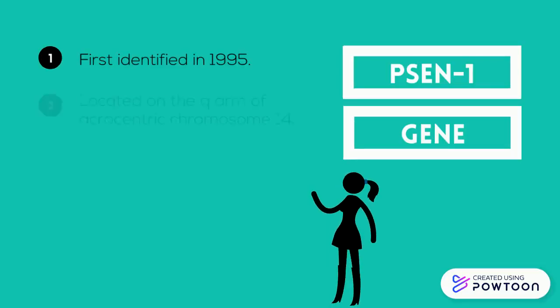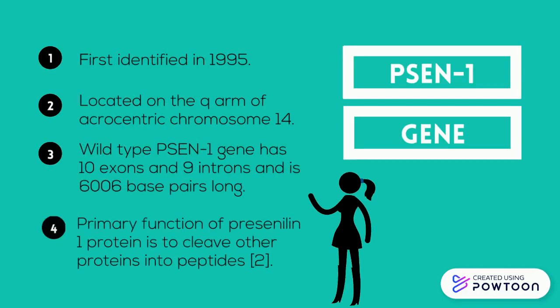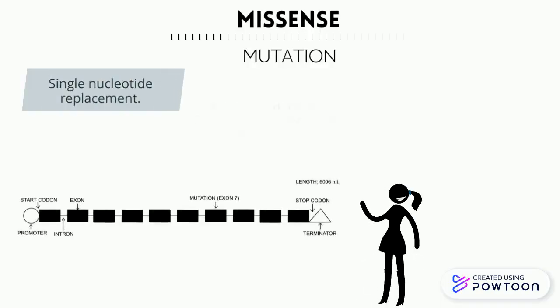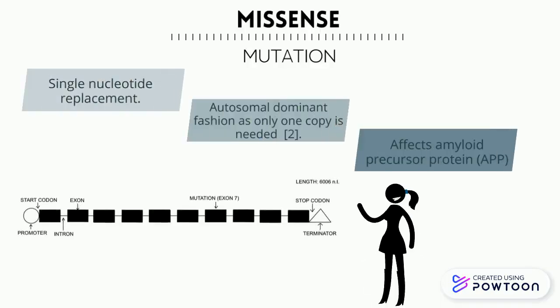The PSEN1 gene supplies the instructions to make the presenilin-1 protein. The primary function of this protein is to cleave other proteins into peptides through the process of proteolysis. Alzheimer's disease is caused by a missense mutation when a single nucleotide replacement occurs on exon 7 of the PSEN1 gene. This mutation affects the processing of the amyloid precursor protein.